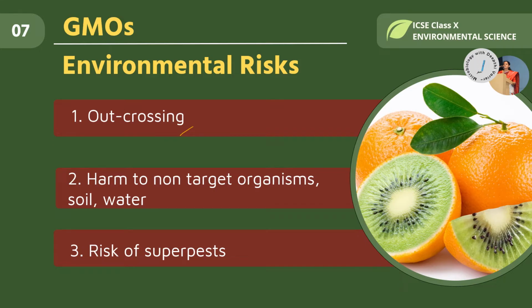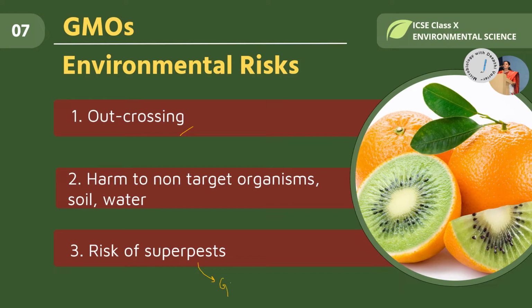And the third one is you have a risk of super pests developing. What are super pests? Pests which are resistant to GM crops. So the GM crops, you might have made it resistant to a particular pest. Now the nature will outsmart you. The nature will come up with a pest that is resistant to the GM crop itself.